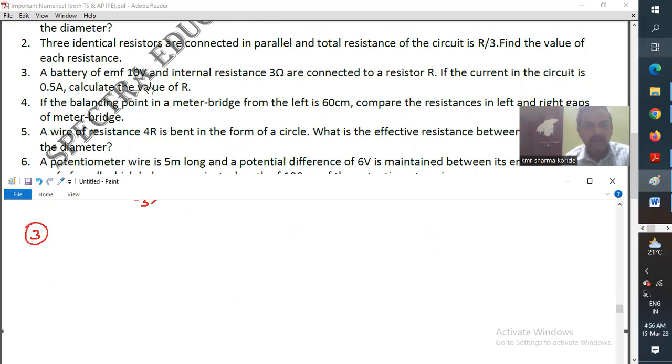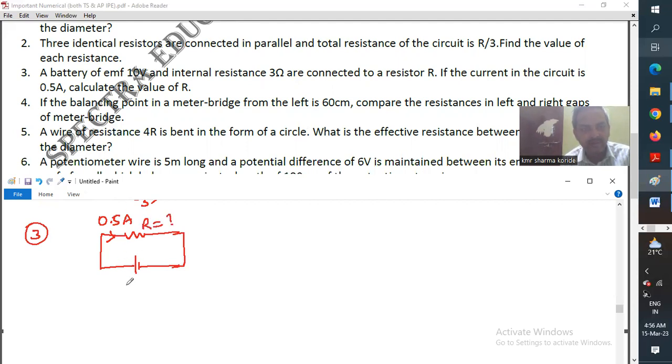A battery of EMF 10 volts and internal resistance 3 ohm are connected to a resistor capital R. The current in the circuit is 0.5 amperes. Calculate the value of resistance R. So you can understand that this is the external resistor. This is the battery with some internal resistance. And there is a flow of current 0.5 amperes here. Then you need to find out R.